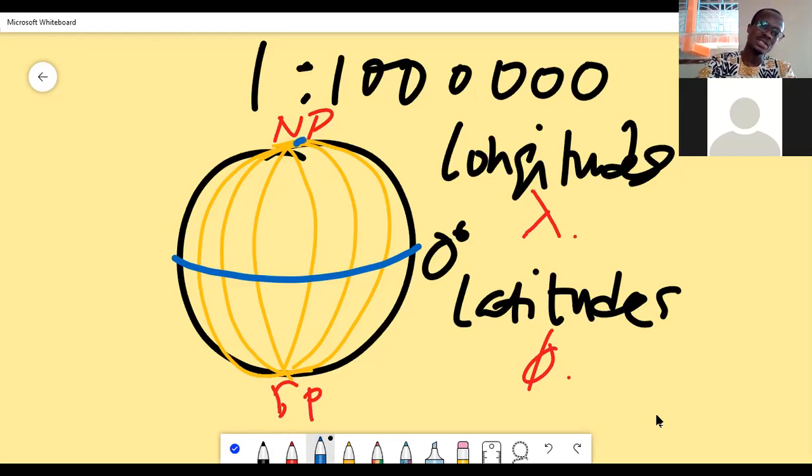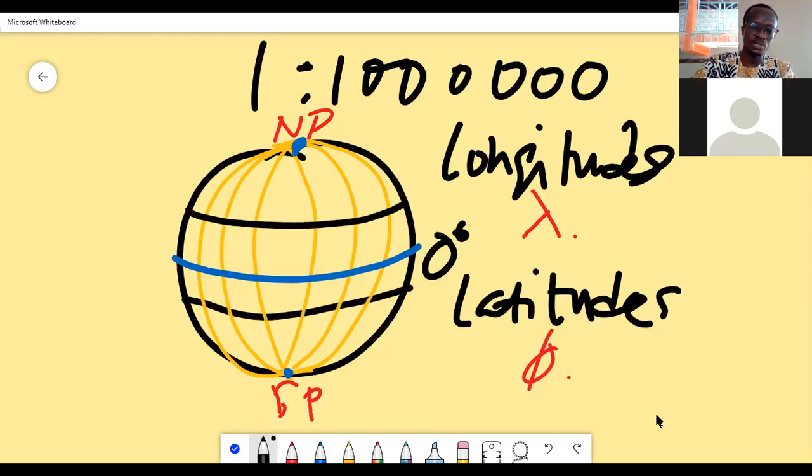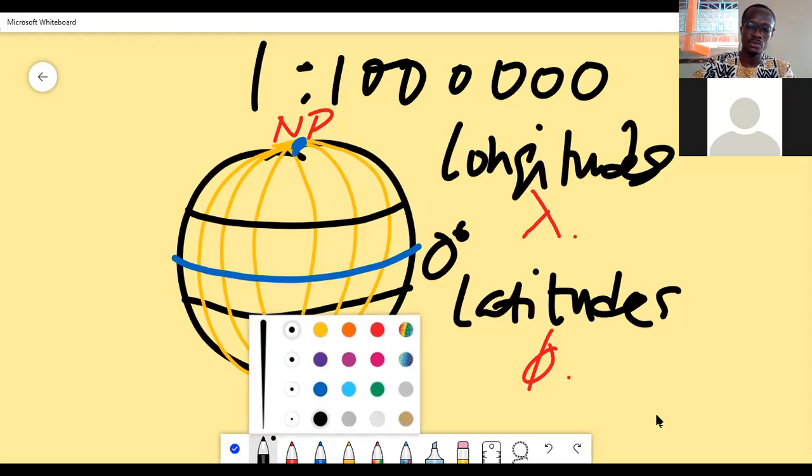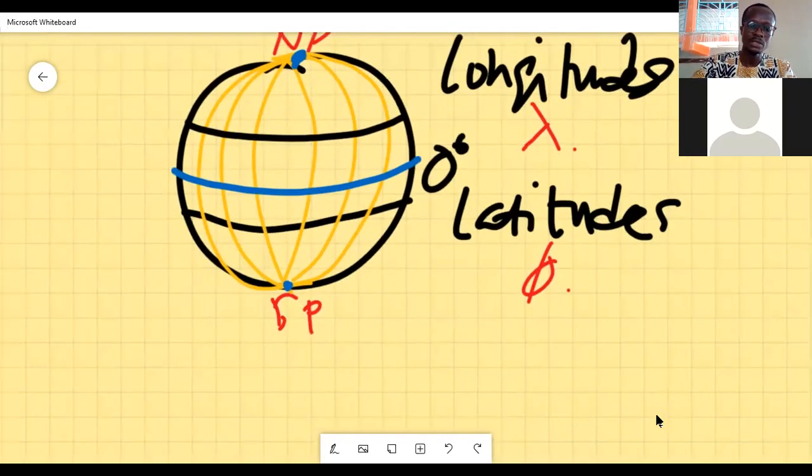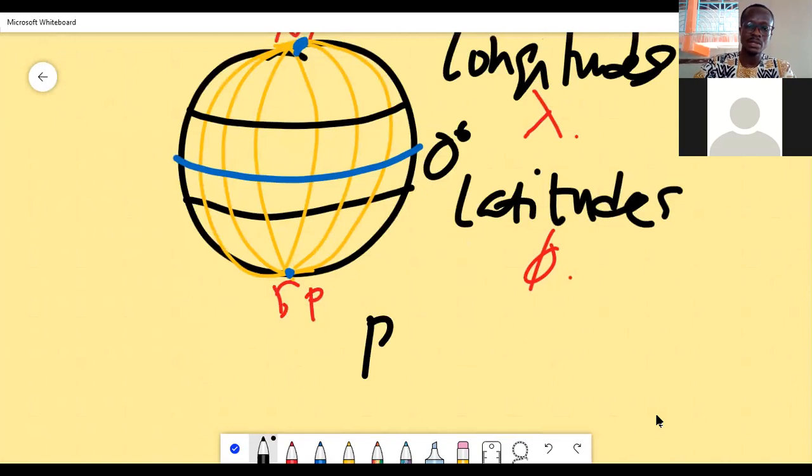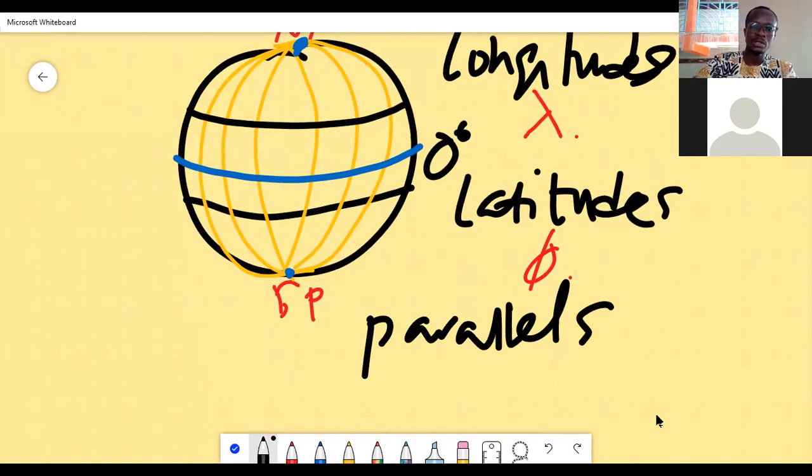The North Pole is up here, and the Earth bulges at the equator, with flattening at the poles. The latitudes are also called parallels. Let me write that down for you. The latitudes are also known as parallels. Then you have the longitudes, which are also known as meridians.